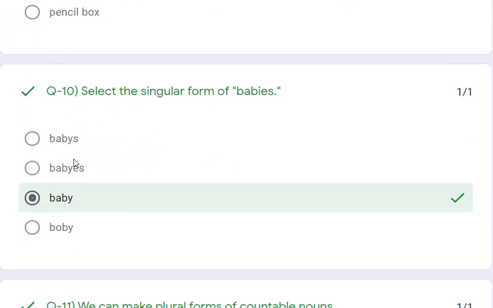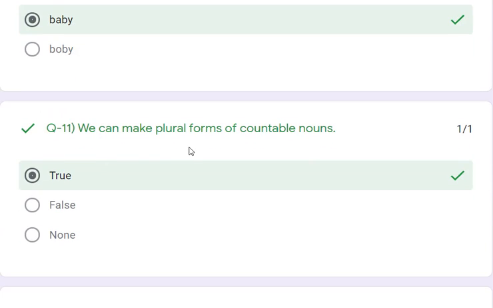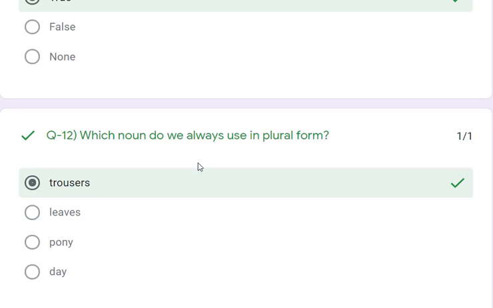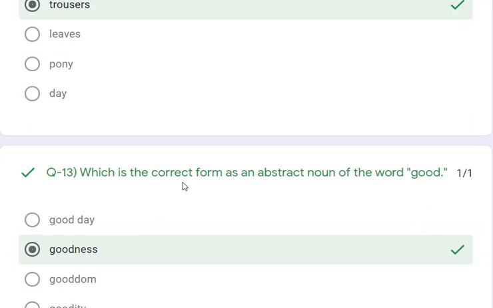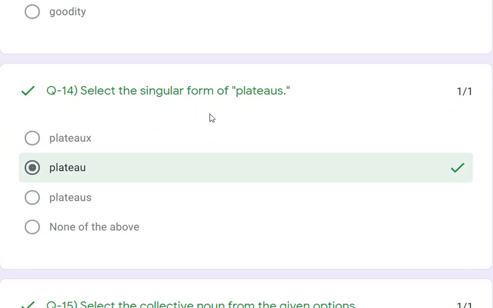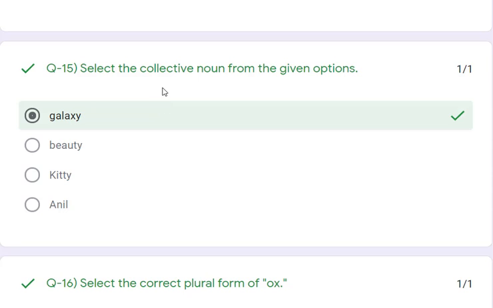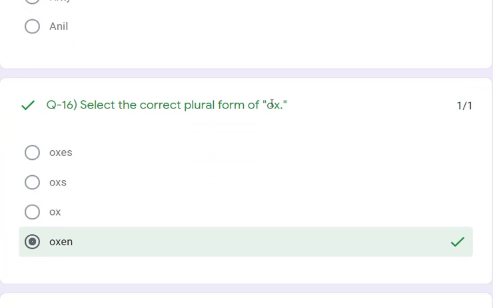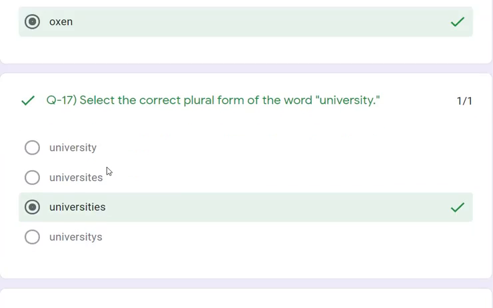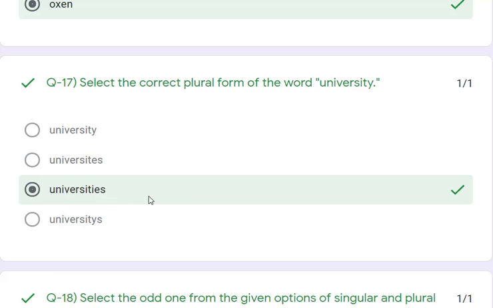Babies, what is the singular form of babies? That is baby. We can make a plural form of a countable noun, is this true or false? So it is true, right? Which noun do we always use in plural form? Trouser is the correct answer. Which is the correct abstract noun form of the word good? Goodness is the correct answer. Select the singular form of plateau. Select the collective noun, so galaxy is the collective noun. What is the plural form of ox? That is oxen. Then university's plural form is universities.